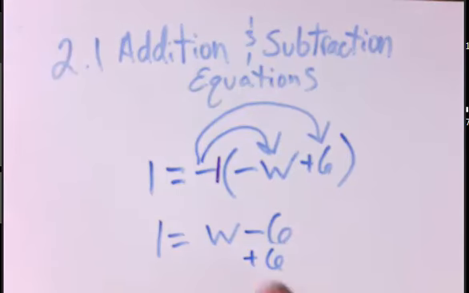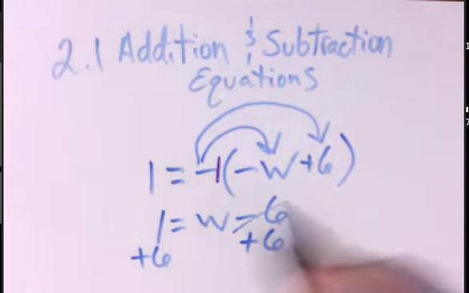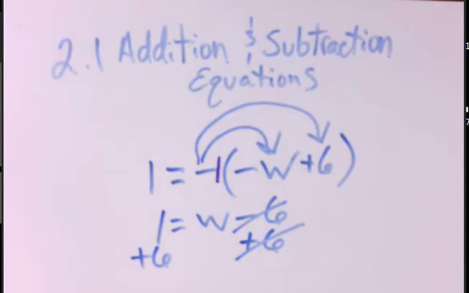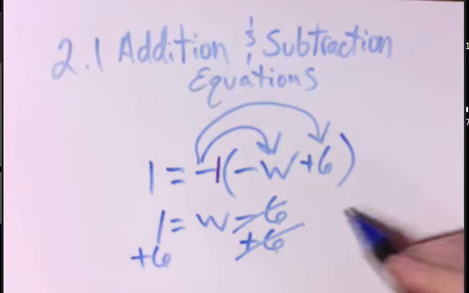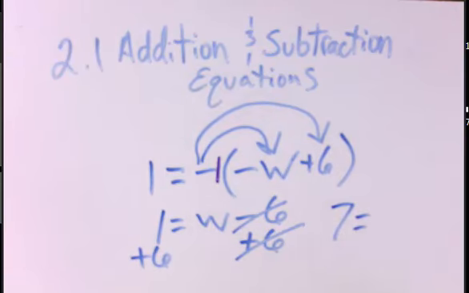And remember, what you do to one side, you have to do to the other side. So these will cancel out, giving us 0. And then we're going to move over here so you guys can keep seeing it. And then 6 plus 1 gives us 7. So 7 is equal to w.